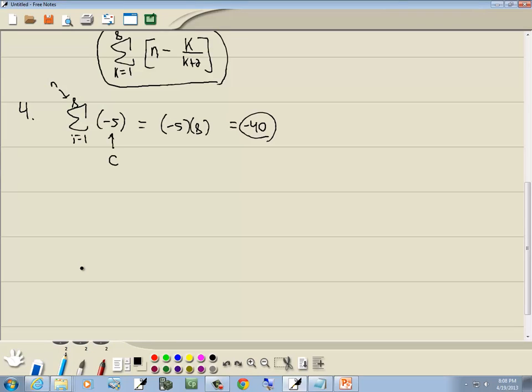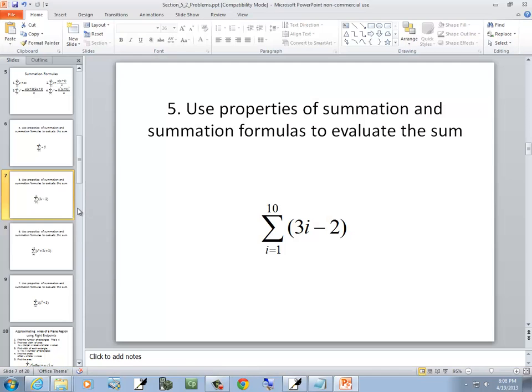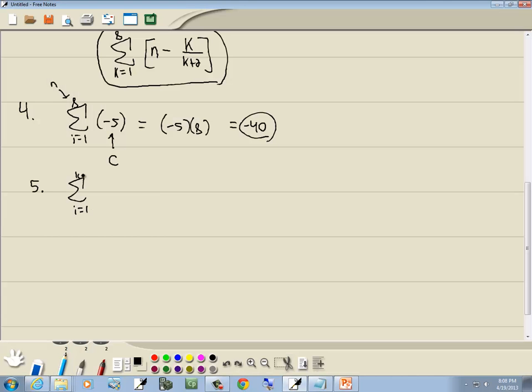Let's look at this one. I equals 1 to 10 of 3i minus 2. Well, one of our properties says that if you got two different items in here, separated by pluses and minuses, then you can split them up into separate summations. So the sum from i equals 1 to 10 of 3i minus the sum from i equals 1 to 10 of 2, because I put the negative out in front. So we split them up into two summations.